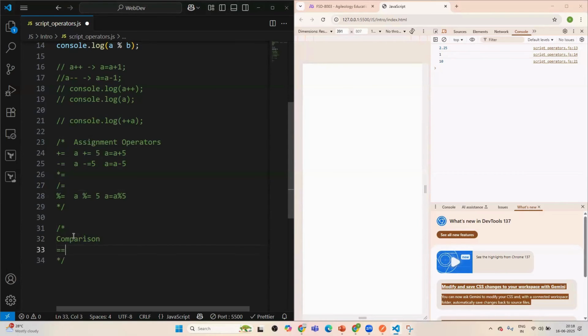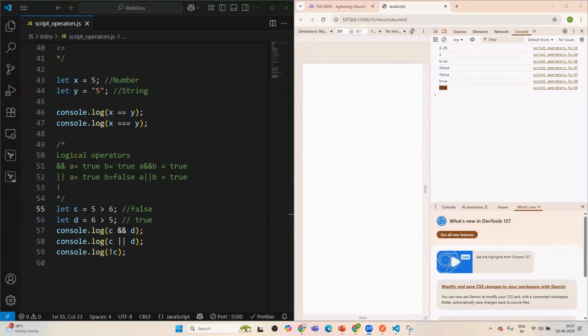Okay, next comes comparison operators. Comparison operators are nothing but double equals to. Equals to is an assignment operator, which is nothing but you're assigning a value to a variable.